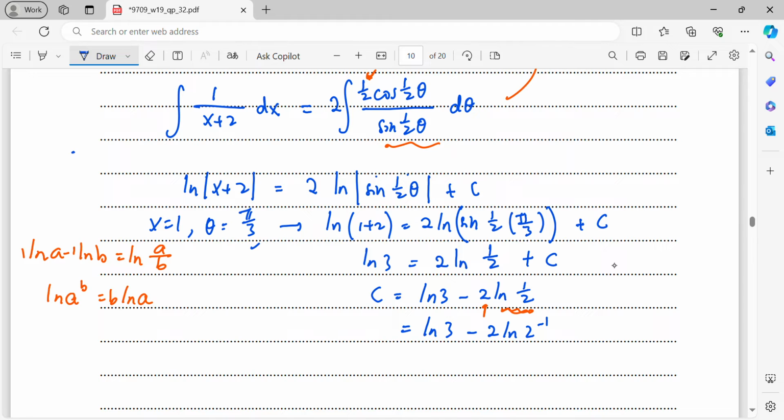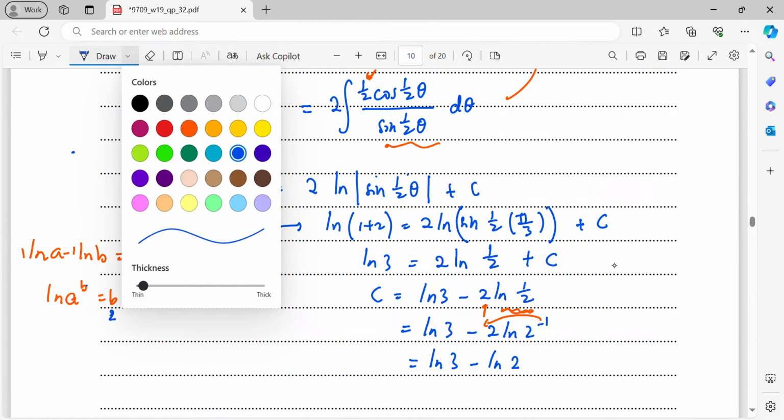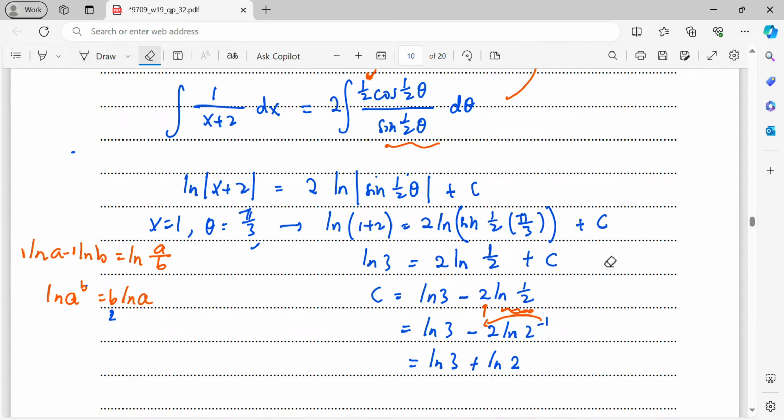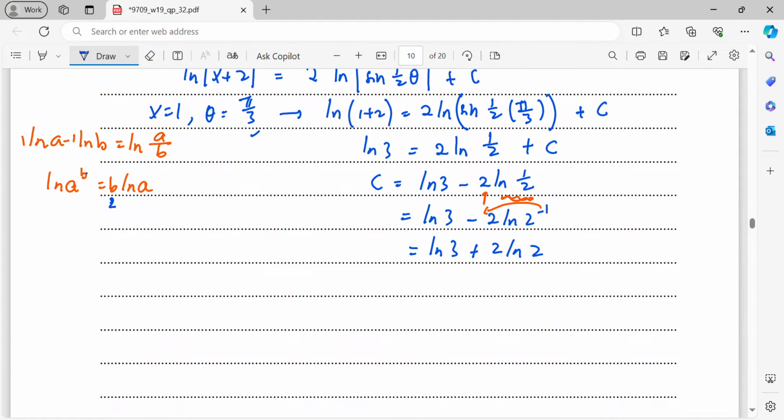Then the power negative 1, move it down. Or this 2, you move up, so it becomes a power. So here will be ln 3 minus, or probably at the minus I move down, it will be easier. I want positive, so I move down the minus. So it becomes plus, so it will be plus 2 ln 2. You can use any method to solve this. And then the 2 in 2 ln 2, I move up.